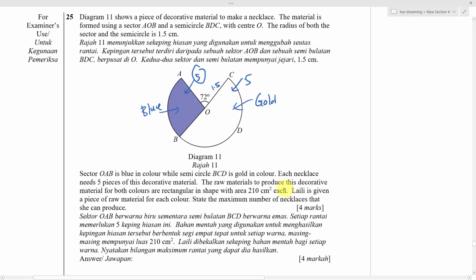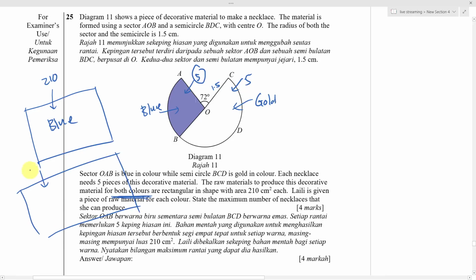Alright, so the raw material to produce the decorative material for both colors. Yeah, this is the confusing part. They say both colors are rectangular and in the shape of the area of 210 cm square each. So that means now he gives you 2 pieces, each piece is 210. This one is a blue color one, and they give you one more. This one is the same thing, 210, but it's a gold color one. And then they ask you to state the maximum number of necklaces you can produce.